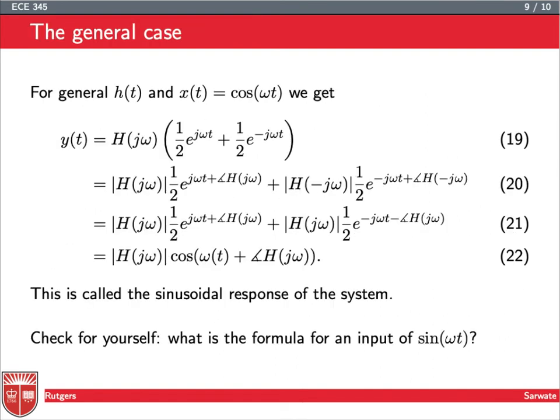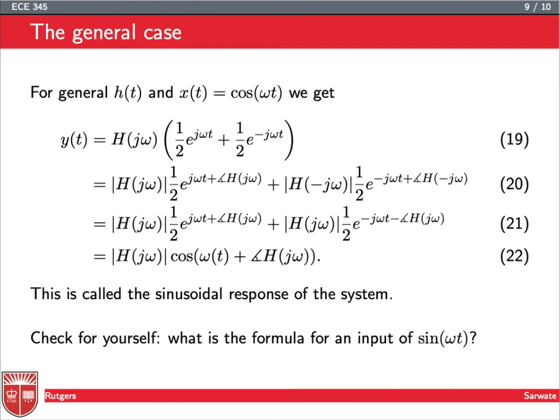That was a lot of algebra just to do one example, so let's see if we can do things more generally. Suppose we have h of t, and x of t is cosine omega t. Then y of t is equal to h of j omega, and we Eulerize. Then we write h of j omega in magnitude-phase form.